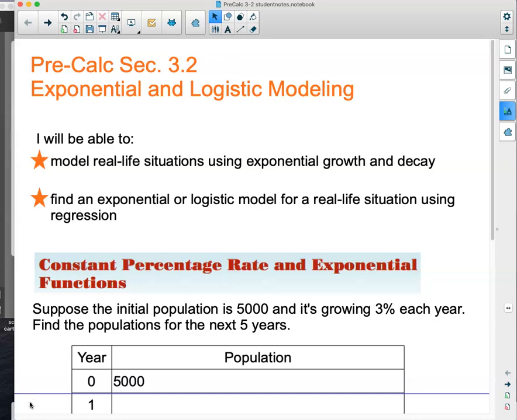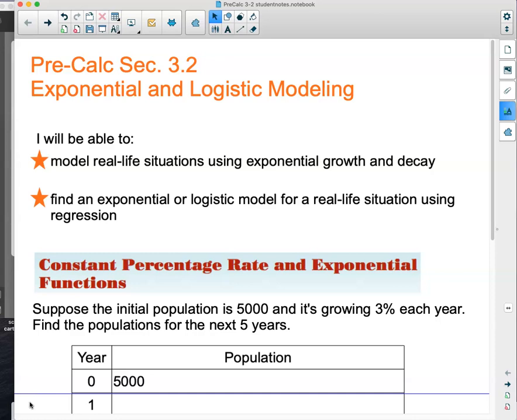with the objective of exponential and logistic modeling, where our goals will be able to model real life situations using exponential growth and decay. And definitely, that's what this is all about. As we think about something as basic as a savings account, we want to experience how do you do that? How do you recognize that the correct math is taking place? And then find an exponential or logistic model for a real life situation using regression. That one we probably will have to wait until tomorrow.